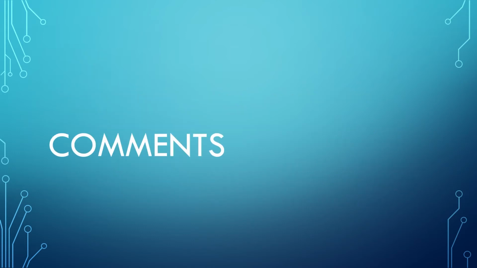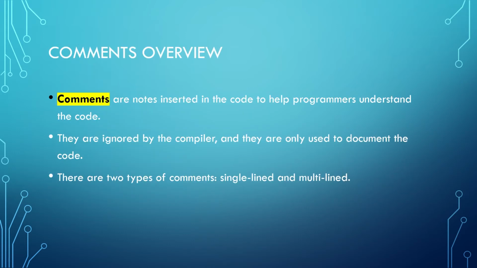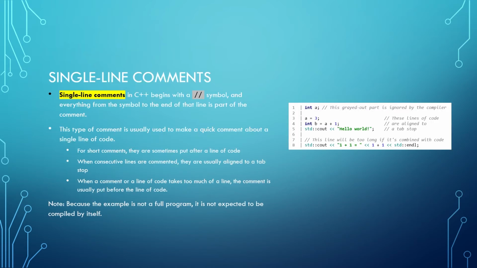Now moving on to comments. Comments are notes inserted in the code to help programmers understand the code. They're ignored by the compiler and they are only used to document the code. There are two types of comments: single line and multi-line. Single line comments in C++ begin with a // symbol, and everything from the symbol to the end of that line is part of the comment.